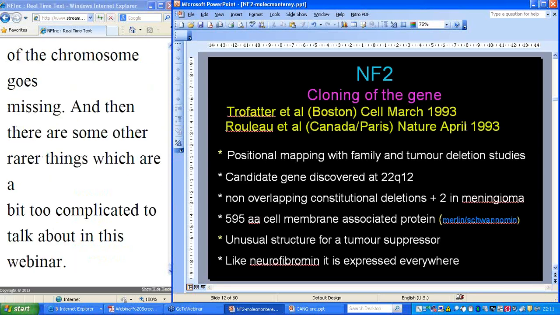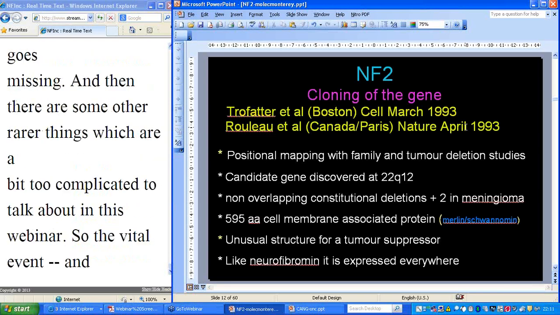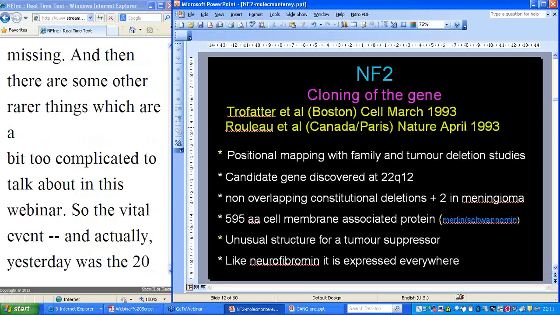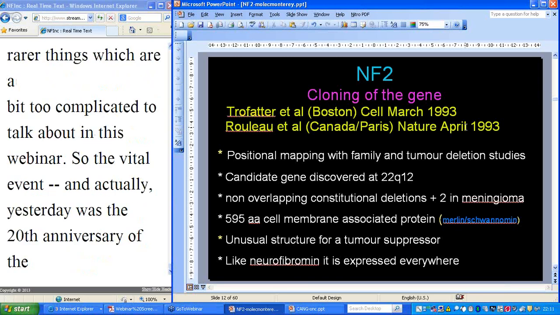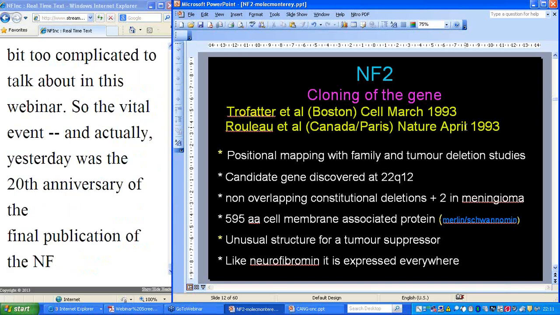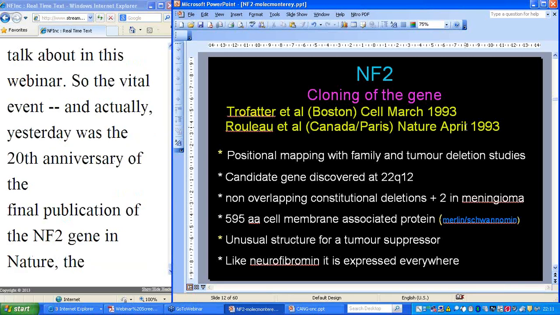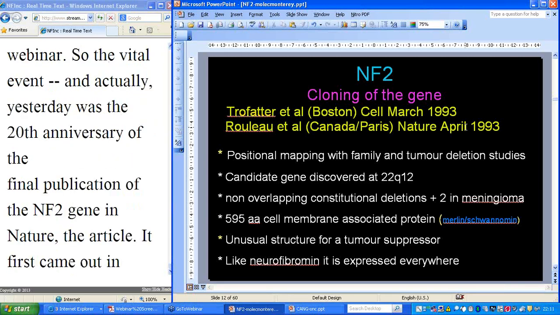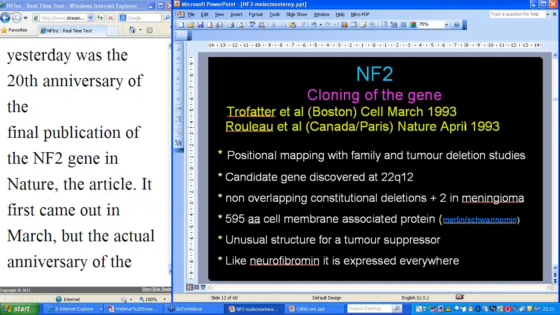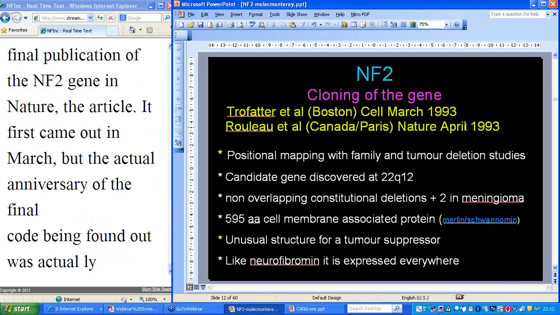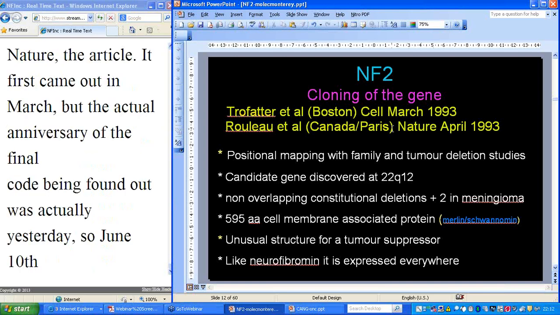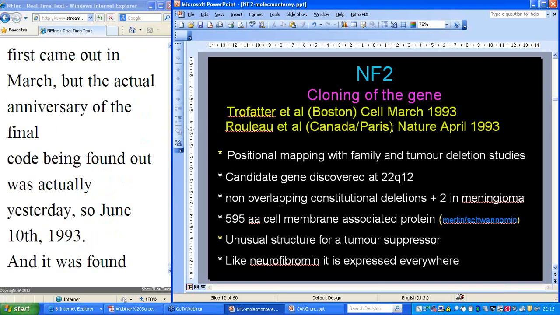So the vital event, and actually yesterday was the 20th anniversary of the final publication of the NF2 gene in Nature, the Rouleau et al. article. It first came out in March, but the actual anniversary of the final code being found out was yesterday, June 10th, 1993. And it was found by mapping families.